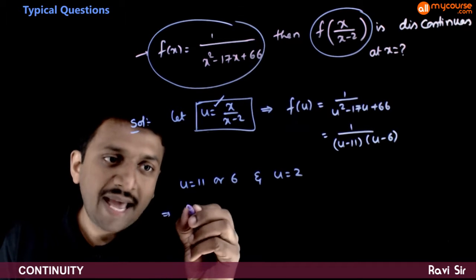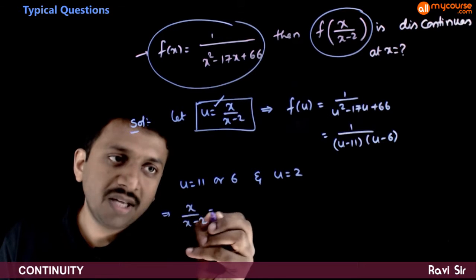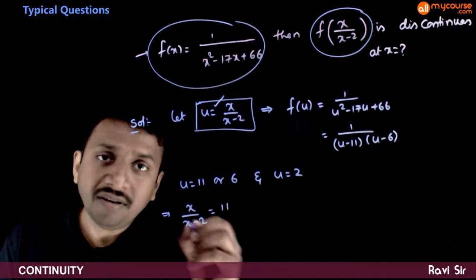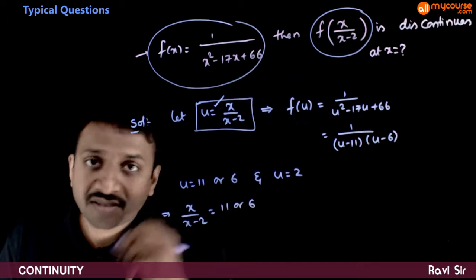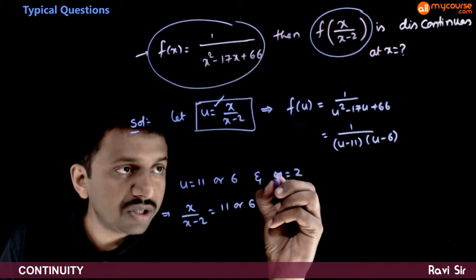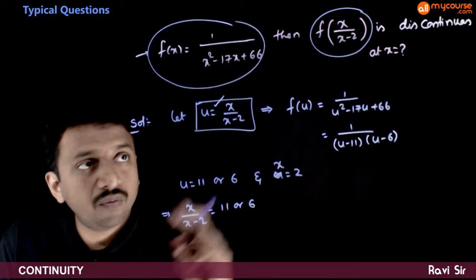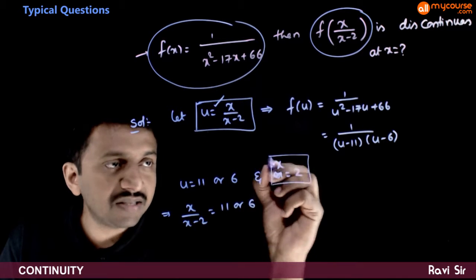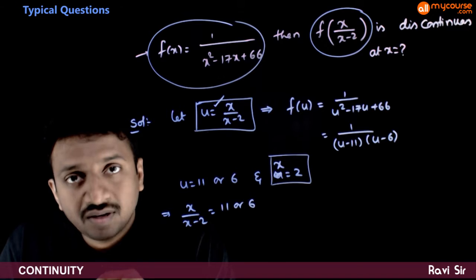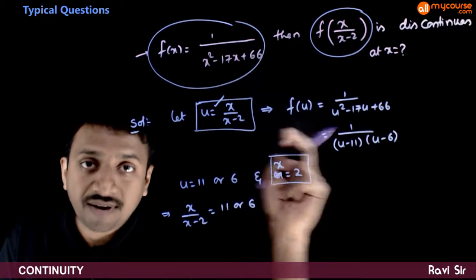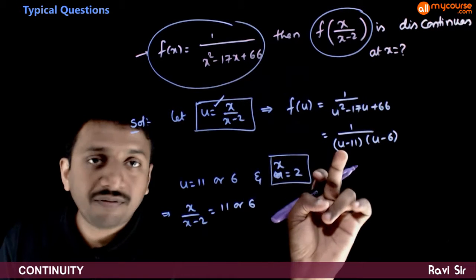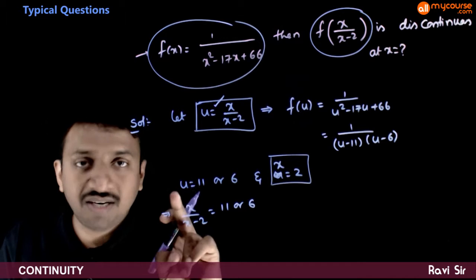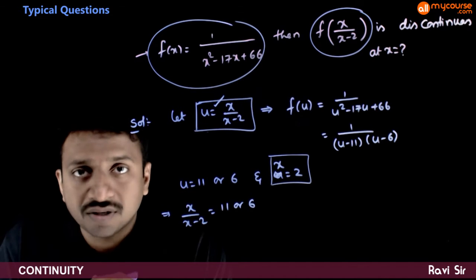Sorry, here it is x is equal to 2, not u. When x is equal to 2, u is not defined. Hence at x is equal to 2, the function is discontinuous. And after u is defined, f of u is not defined when u is equal to 11 or 6. That is, x by x minus 2 is equal to 11 or 6.